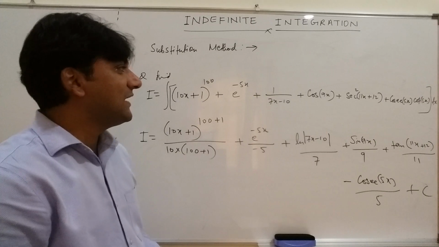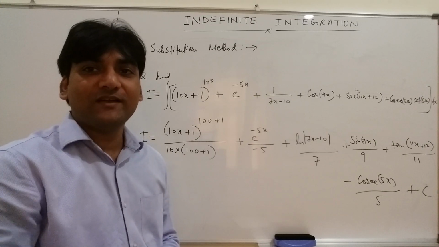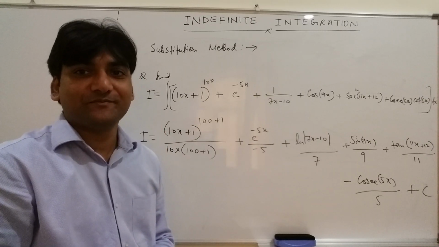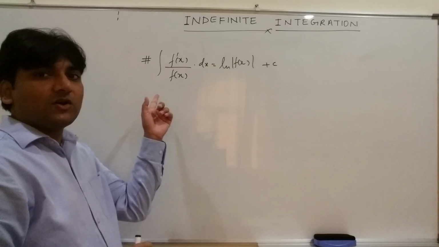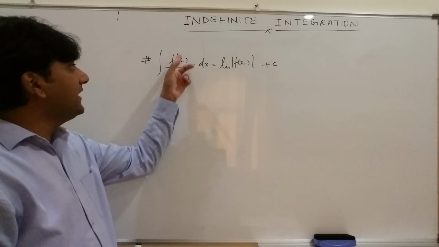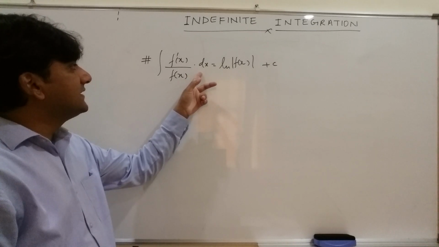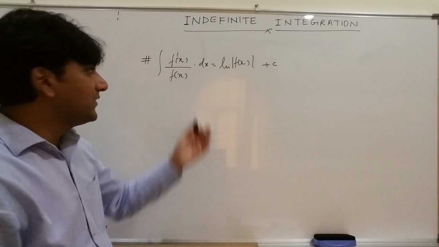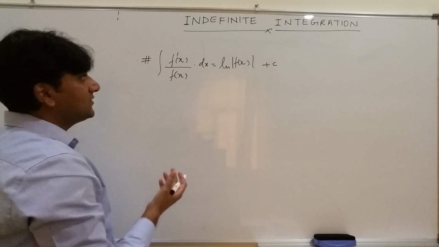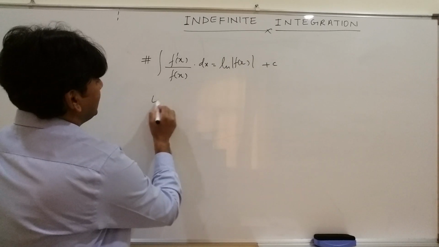So in this we have used the direct application of f of ax plus b dx. Now this is also a kind of result: the integral of f dash x over f x dx is ln f x plus c. We can understand this by the concept of substitution method.